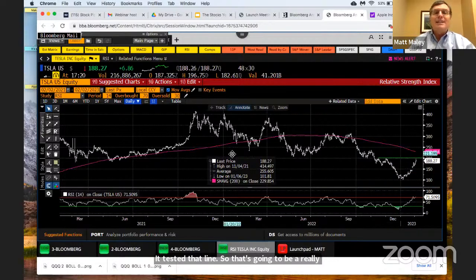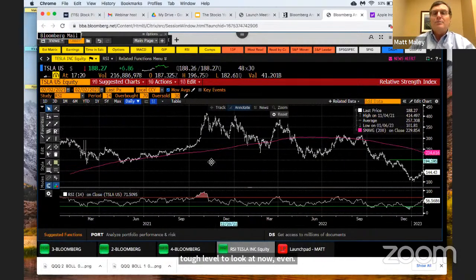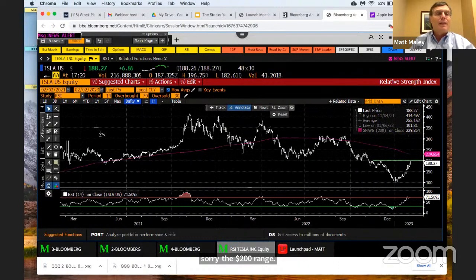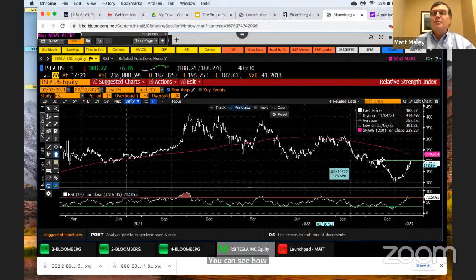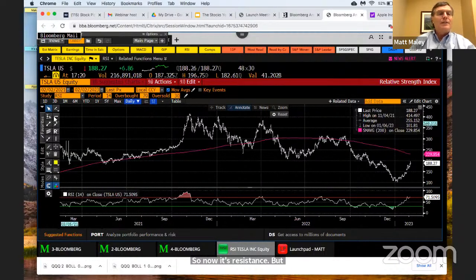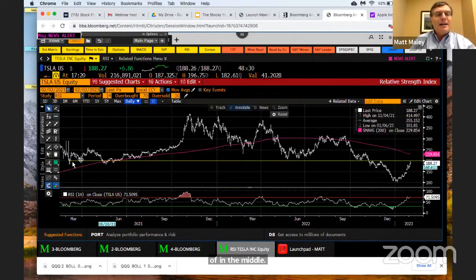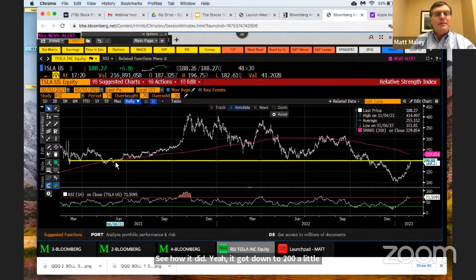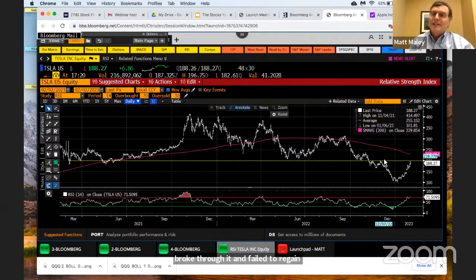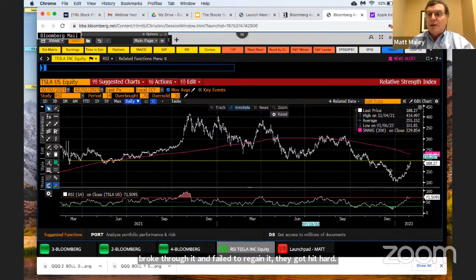Now, in the $200 range, you can see how that used to be the old support level. Bang. So now it's resistance. Again, you can see it's kind of in the middle. See how it got down to 200, got a little below it, but bounced, got a little bit below it, bounced, and then it stayed above it for a long time, got down close to it, bounced, and when it finally broke through it and failed to regain it, it got hit hard. So this 200-day moving average, that old really important support level, is now really important resistance.